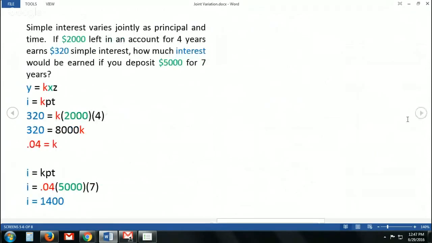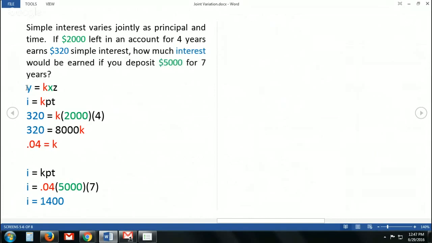Let's look at an example with a word problem, and one that occurs commonly in everyday life with money. Now, this one is simple interest, so it is different than compound interest that we'll see at the middle of our semester. Simple interest varies jointly as principal and time. If $2,000 is left in an account for 4 years, it will earn $320 of simple interest. We want to know how much interest we would get if we deposited $5,000 for 7 years.